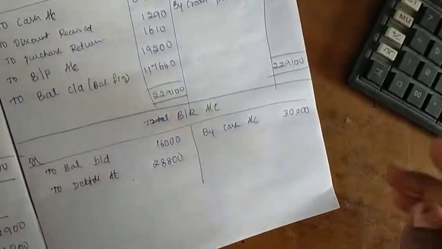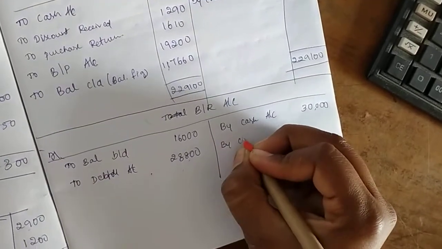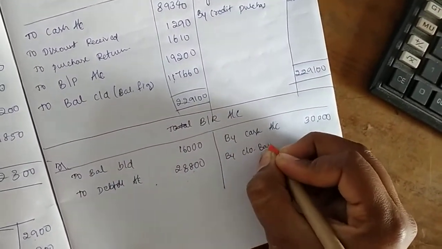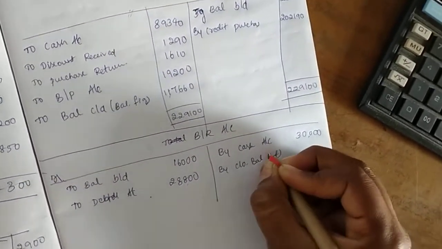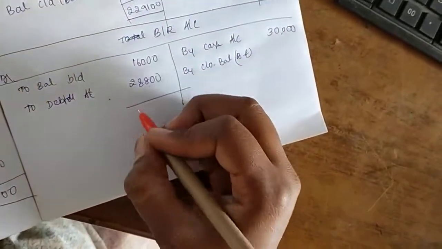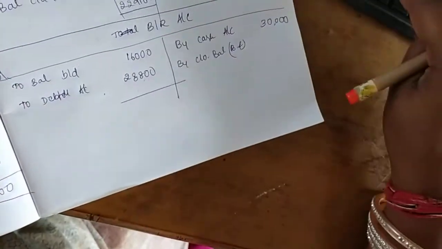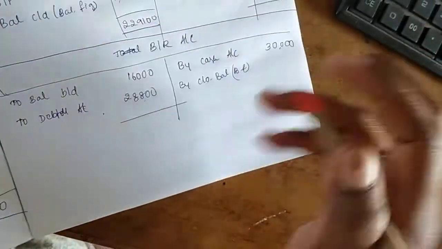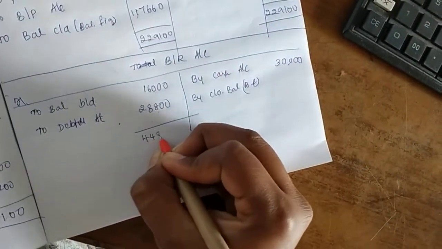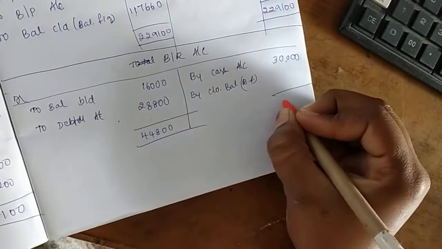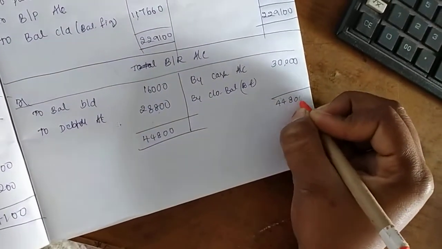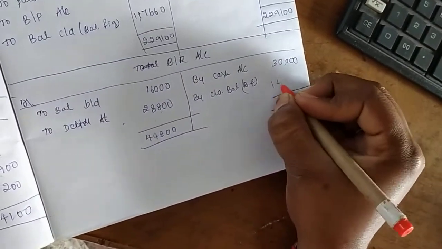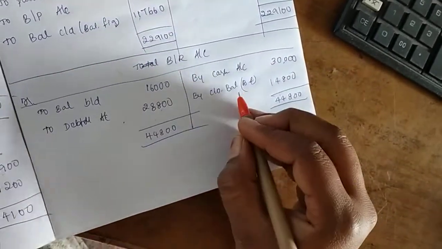So balance is there, that is by closing balance, that is balancing figure. Total is 16,000 plus 28,800 is 44,800, minus 30,000 is 14,800. This is closing balance.